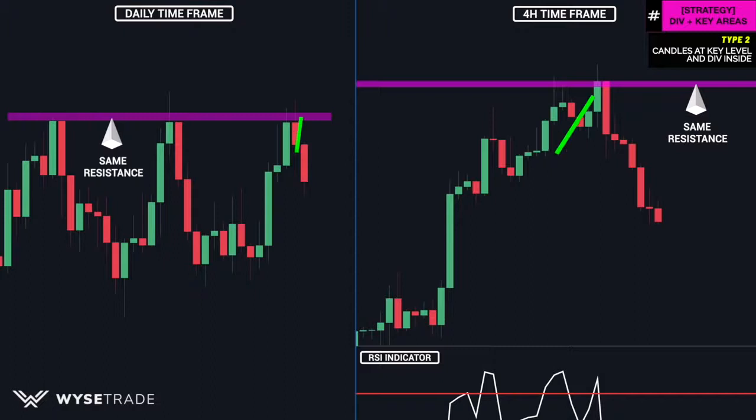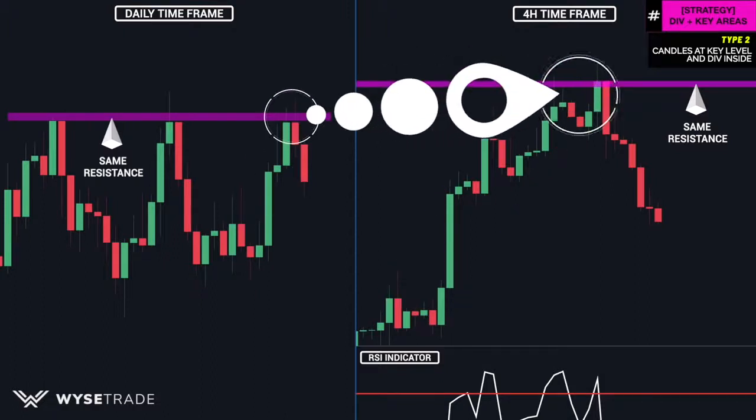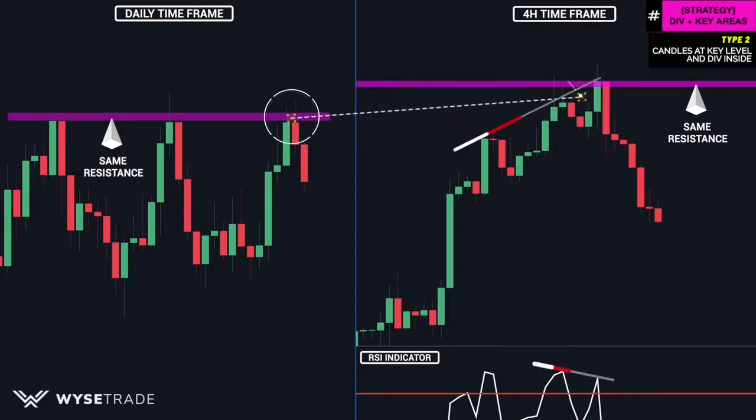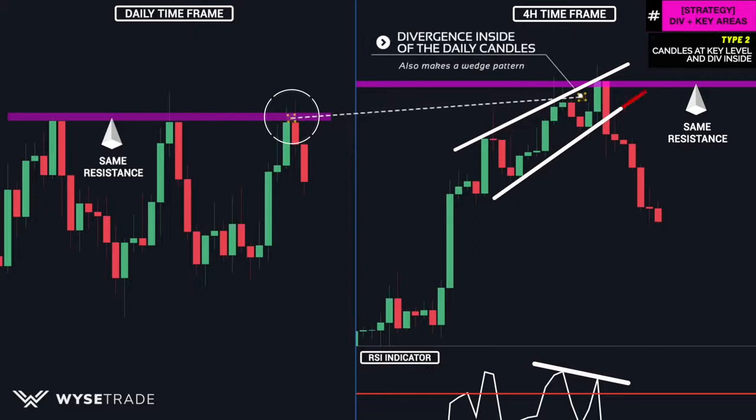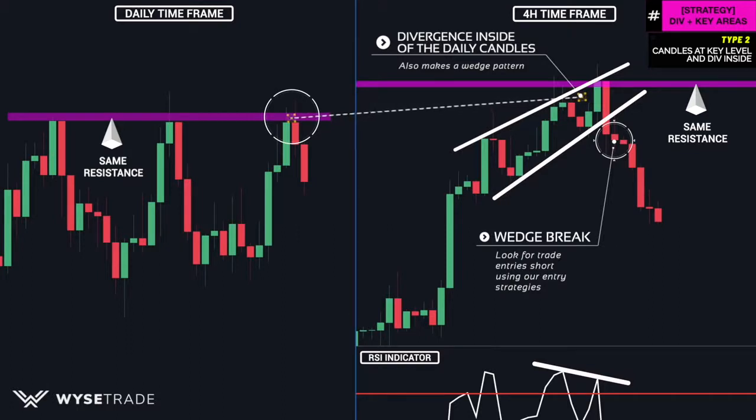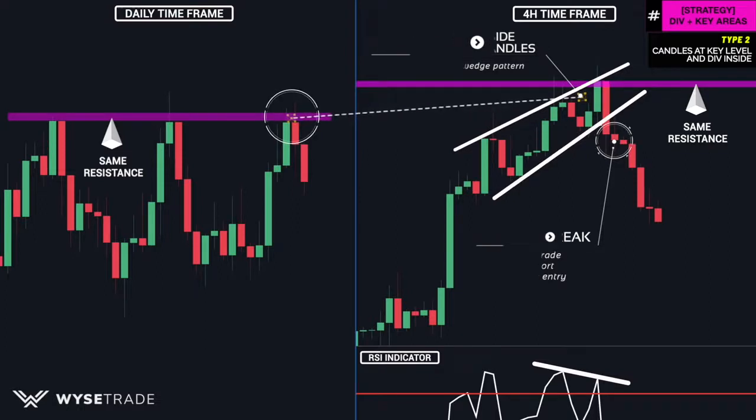Same resistance level, same uptrend, and the area here we were looking at on the daily, it's the same area here on the 4-hour time frame. You had your clear divergence here and a great wedge pattern forming, so you had it drawn in. Then, once you had your breakout of the wedge on the bottom side and price making a lower low, the divergence is confirmed and you would start looking for short trade entries on the lower intraday timeframes. So we'll cover all the trading patterns in depth in a future video. So let's show this again.